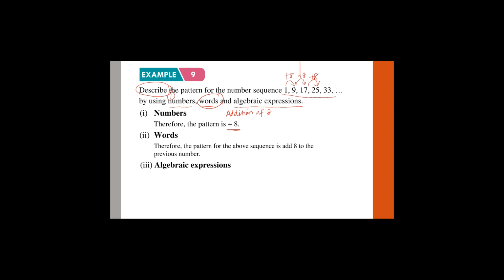Whereby for the third one, algebraic expression, that is a little bit different. You have to look for the algebraic expression that is appropriate to represent the number sequence. So first, how do we find out the algebraic expression is like this. This list of numbers, I want you to do it like this. You list them vertically: 1, 9, 17, 25, 33. I'll list them down on the right because I need the space.